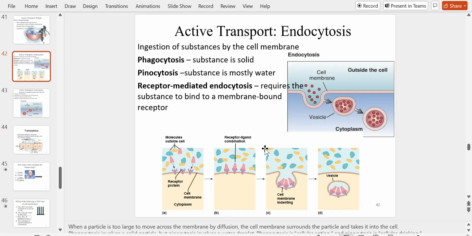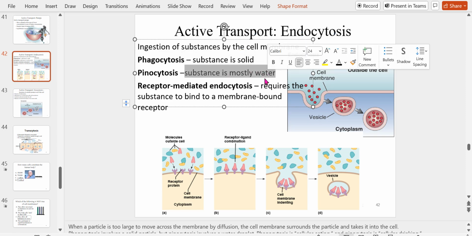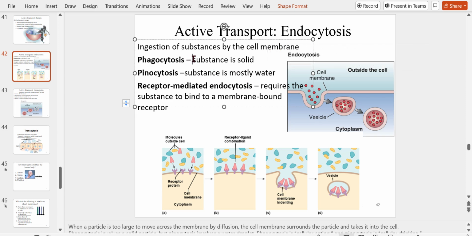So going back, endocytosis is ingestion of substances by the cell membrane. There is phagocytosis, chomp chomp, Pac-Man, where one cell is going to digest another. Pinocytosis is if a cell is going to ingest something that's mostly water. So with phagocytosis you're ingesting a solid, with pinocytosis you're ingesting mostly water. And then you can have what's called receptor-mediated endocytosis.